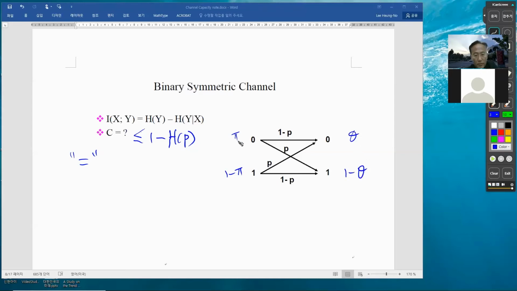So we can make use of selecting, we can select pi so that theta becomes half, okay? And we notice that there is a symmetry, then we can immediately say pi has to be half. But let's go slowly, and let's figure out what theta looks like.